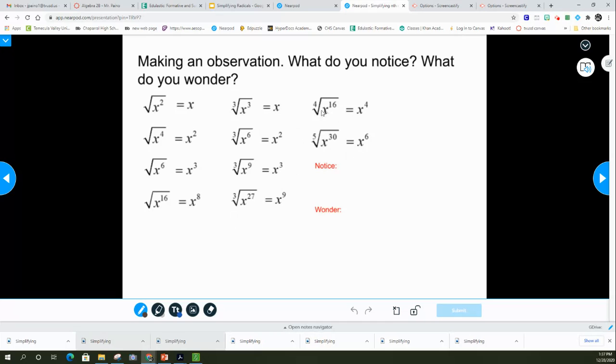Let's see if it's true for these other ones over here. So if I divide by this index number, okay, so 16 divided by 4 is 4. So x to the 4th, my new exponent is just that, right? 30 divided by 5 is 6.